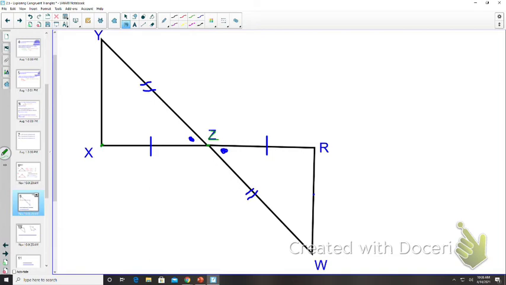So what do we know? That XZ and ZR are the same length. Okay, so how do we say line segments? XZ is equal to ZR, for sure. Okay, what else do we know? We know YZ is equal to ZW, right? And there's one more thing that we know here.